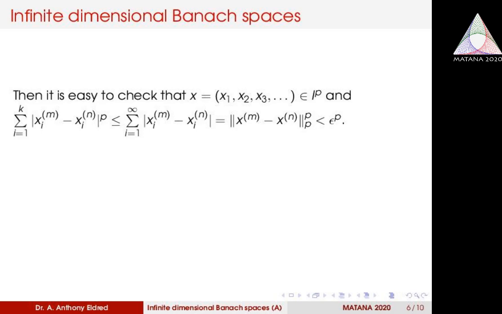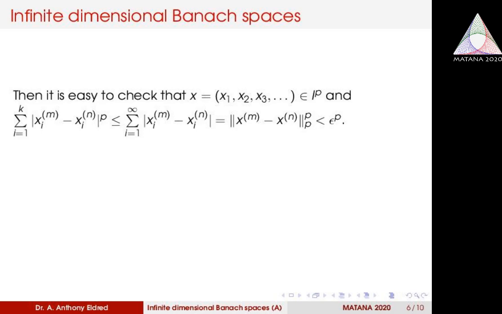Summation i equal to 1 to k of modulus of xi^m minus xi^n to the power of p is less than or equal to the infinite summation, which is less than epsilon to the power of p. Now we are taking n tends to infinity here, keeping m as it is, because this summation from i equal to 1 to k is less than epsilon to the power of p for all m, n greater than or equal to some capital N.